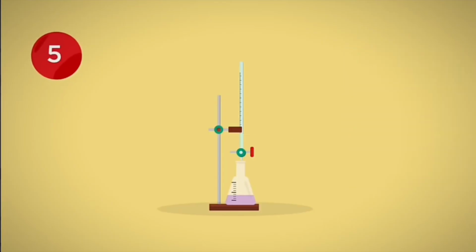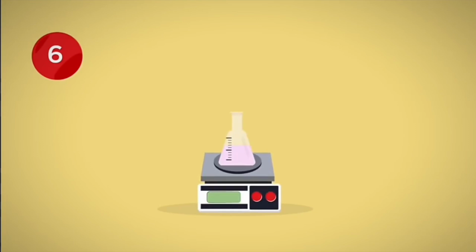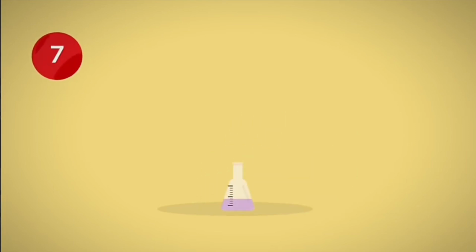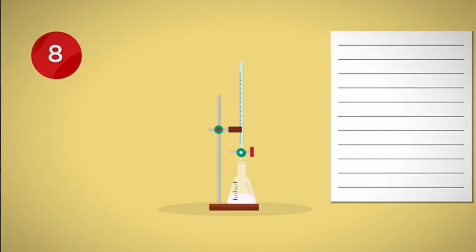5. Slowly add the solution from the burette to the unknown solution in the conical flask. You may need to swirl the flask to mix, or use a stir plate. 7. Stop adding when the reaction is complete. The endpoint is reached. This is where an indicator may help because there would be an appropriate color change. 8. Record the final volume.